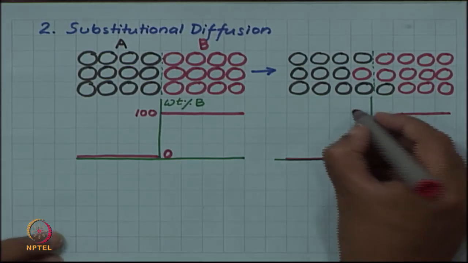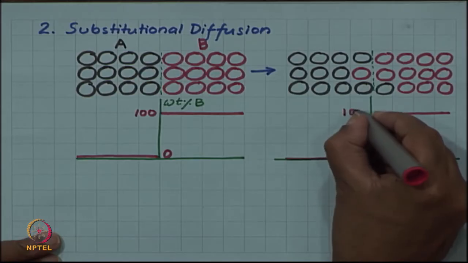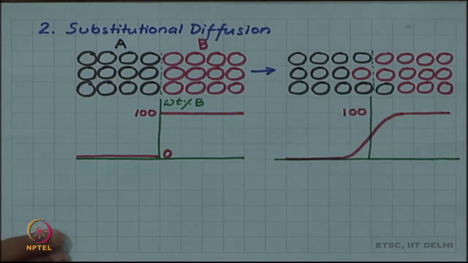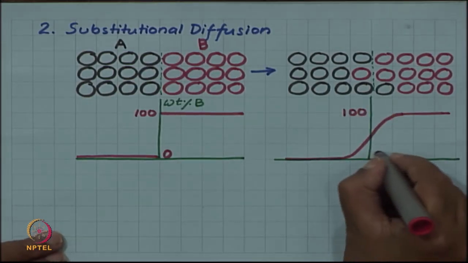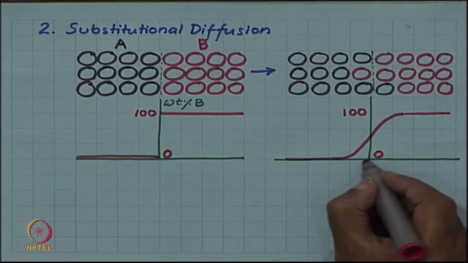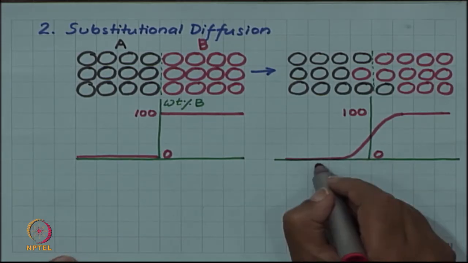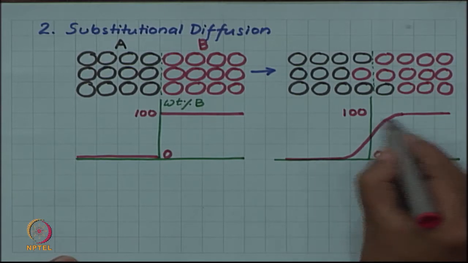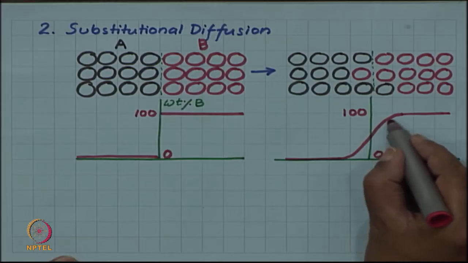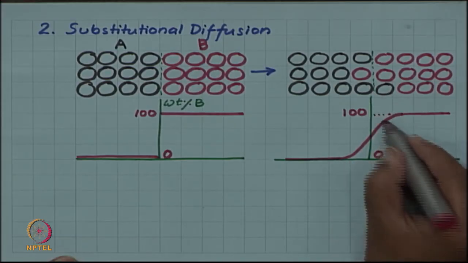We did not take this example, we took the example of carburization, but this example can also be solved using the error function solution which we have considered. So, after some time, we are now finding some B concentration also on the A side, and there is some A concentration on the B side, and that is why the concentration of B has come down from 100% on this side, because some A atoms are now present there.